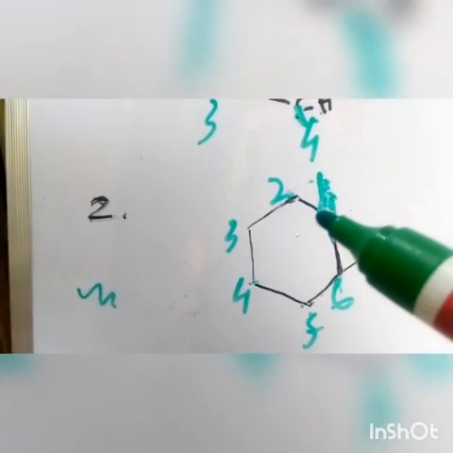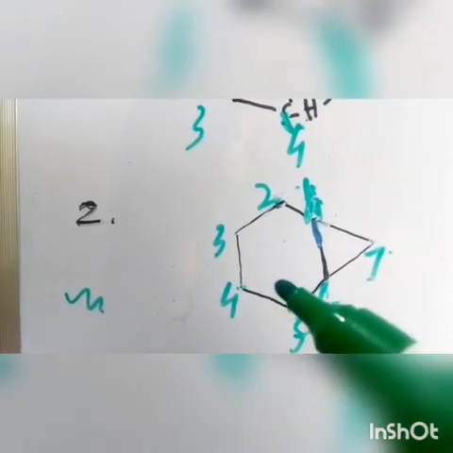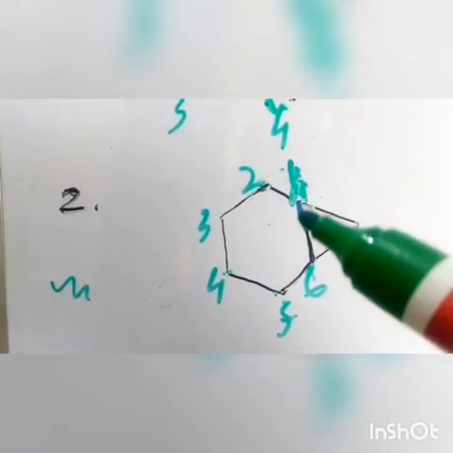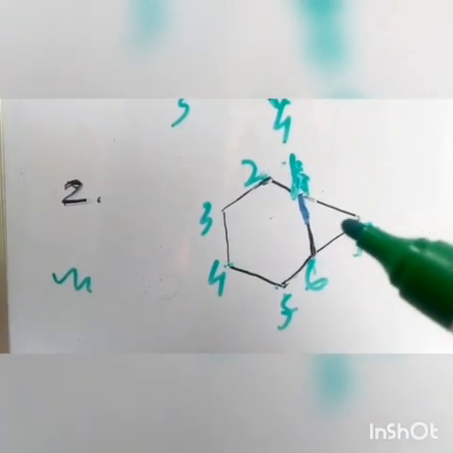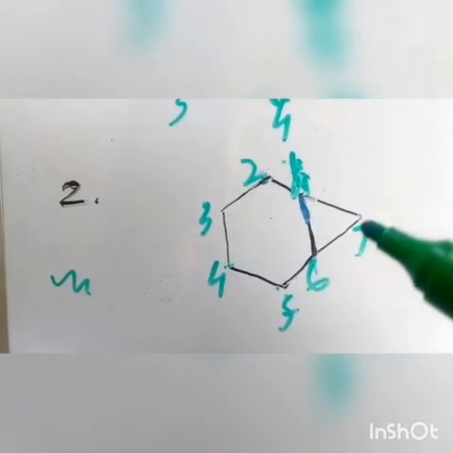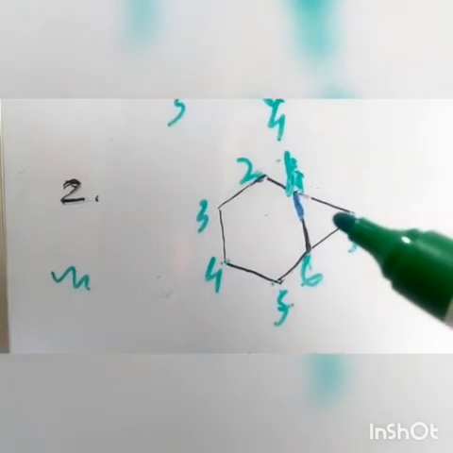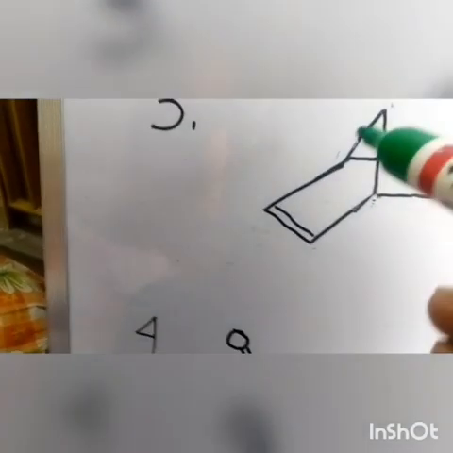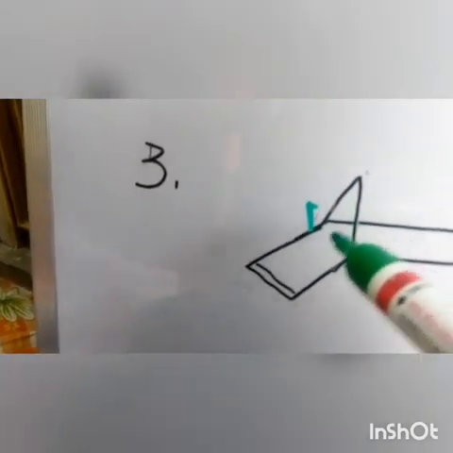So its name should be bicyclo 4, 1, and this contains no carbon, so bicyclo 4 1 0 heptane. Root word hept, suffix ane. Bicyclo 4 1 0 heptane. This is another bicyclo compound, and this is a bridgehead and this is a double bond.